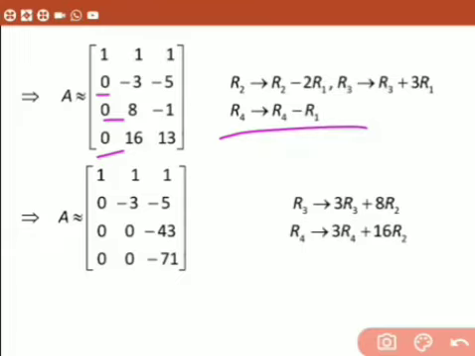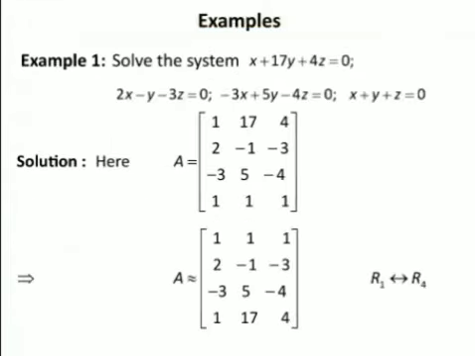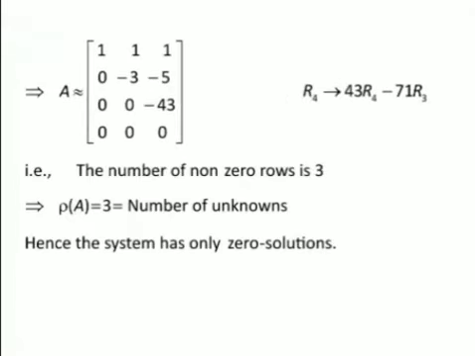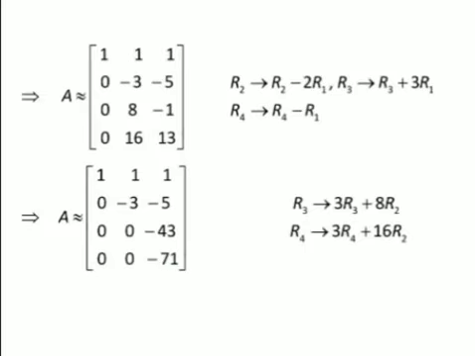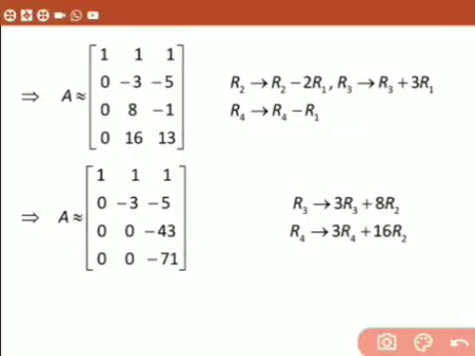Let us simplify further. We want to make these two elements also 0, this 8 equal to 0 and this 16 also equal to 0. For that, you have to apply row operations to the third row and the fourth row.